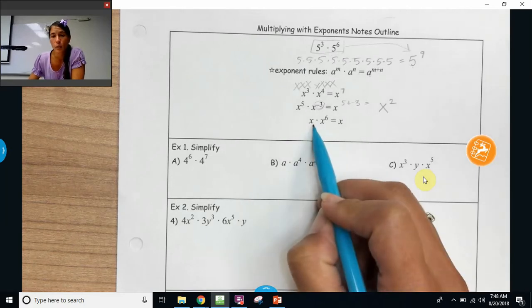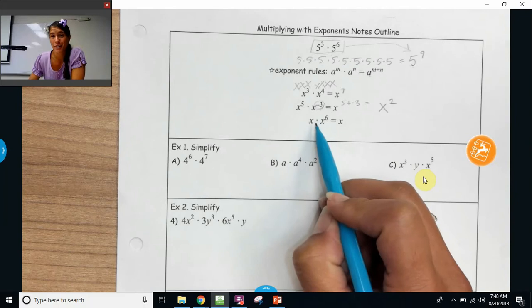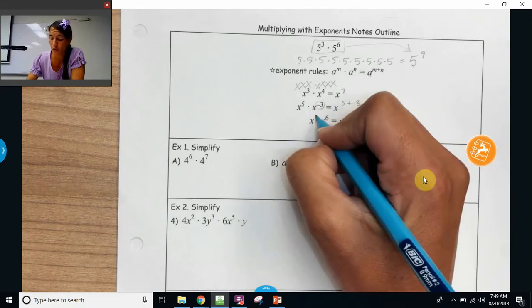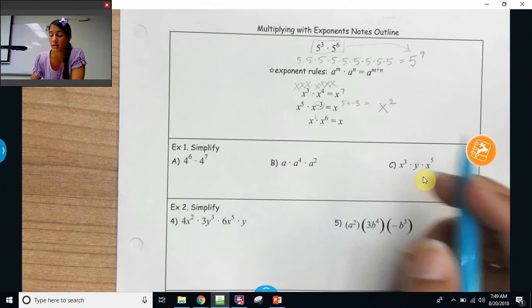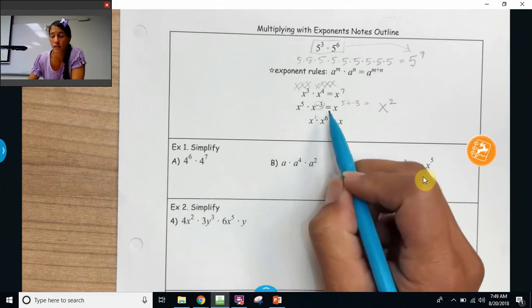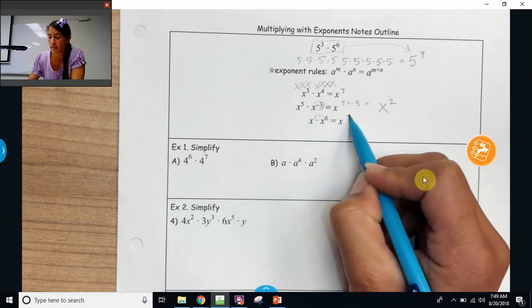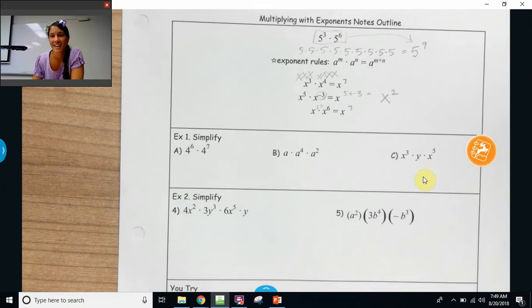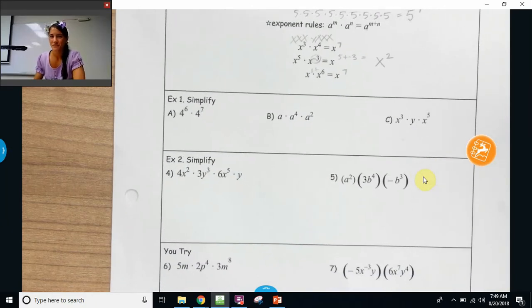And then this example right here, we have x with no written exponent. So we just know that if you have an x, that's like an exponent of 1, because that's to the power of 1. And then we can add 1 plus 6, and we get x to the 7th power. So let's do some more examples together.